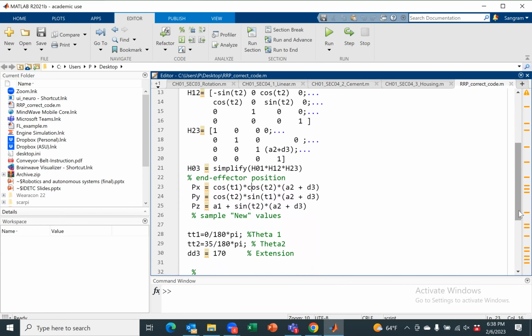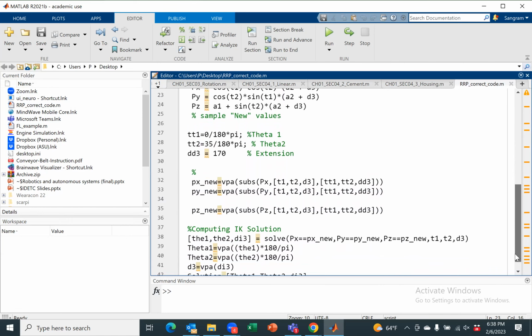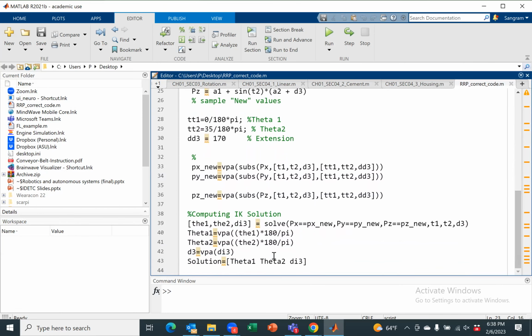And next I want to solve the forward kinematics problem when the value of theta1 is 0 degrees, the value of theta2 is 35 degrees, and the value of extension d3 is 170. Theta1, theta2 and extension, so these are the values. I want to find the end effector position and orientation. And in the last step, I want to compute the inverse kinematic solution, which is exactly the same as what we have done in the last problem.